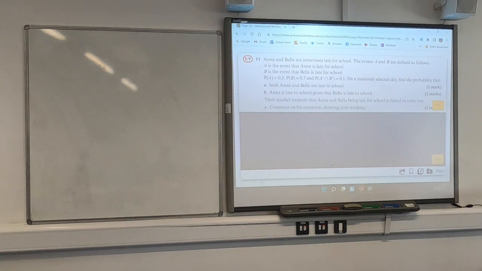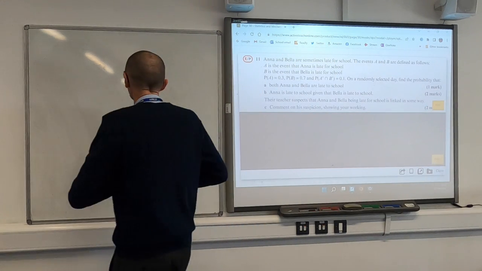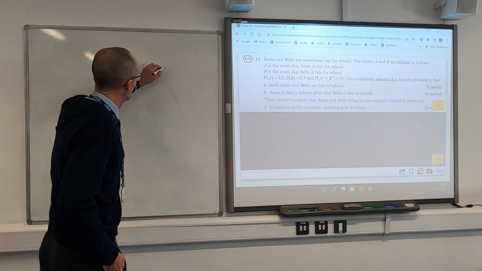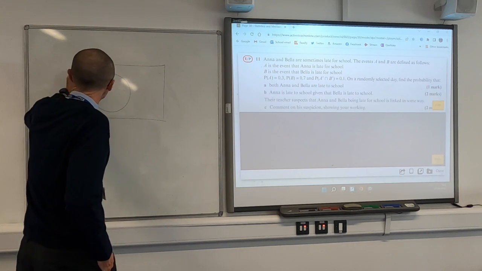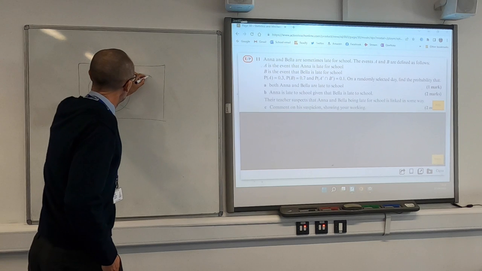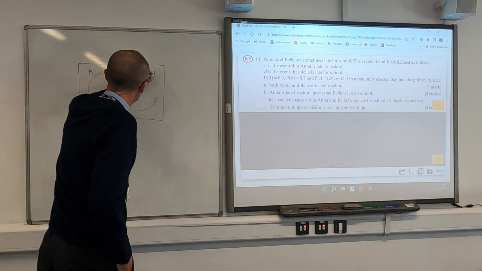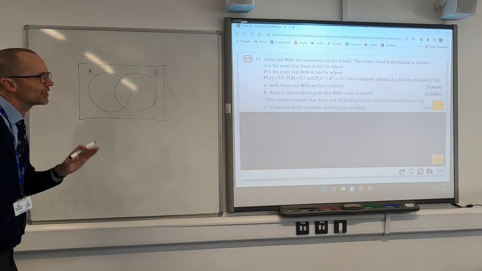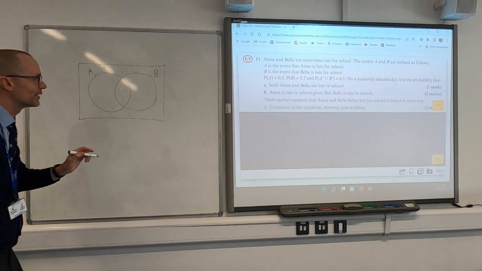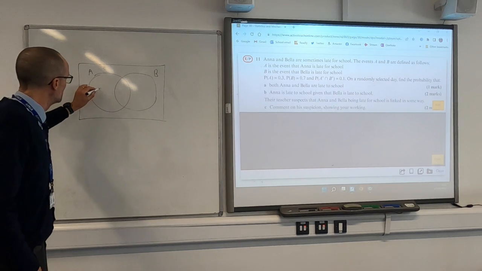Okay, so we are starting with page 30, question 11, as a little starter of a reminder of the previous lesson. So we've got two events. Anna is late and Bella is late. Those aren't mutually exclusive, so there's an overlap there. I'm going to start off by filling in the information as it's given to me, but it may well be that I have to change it.